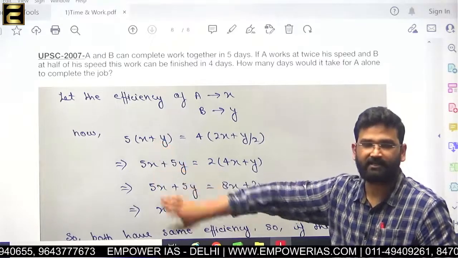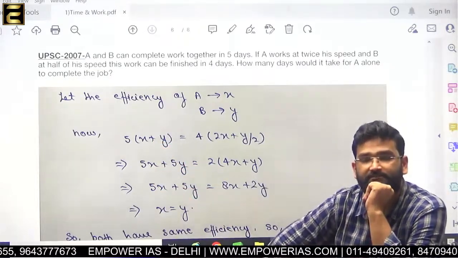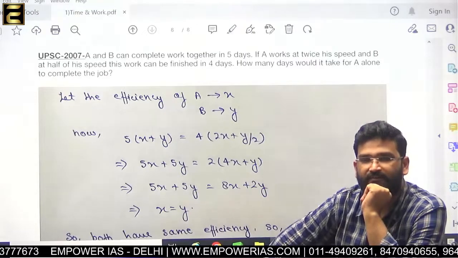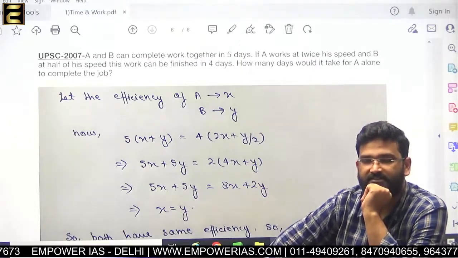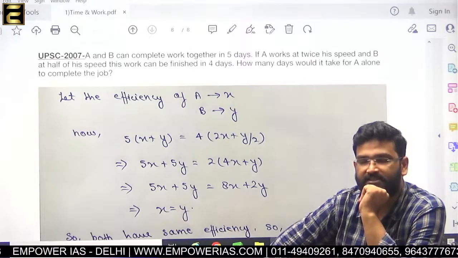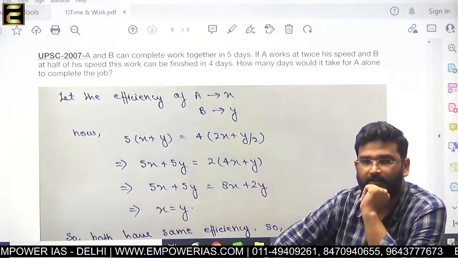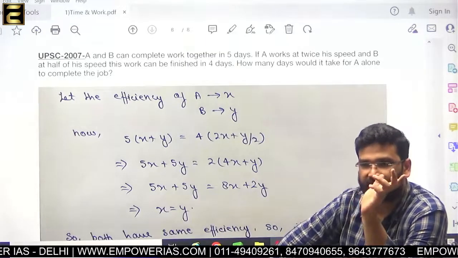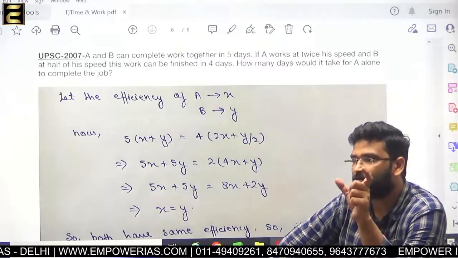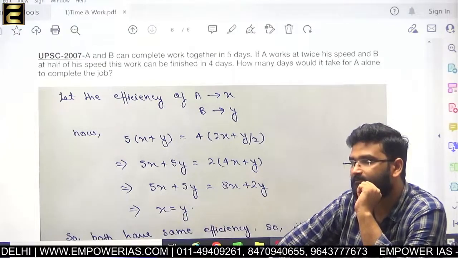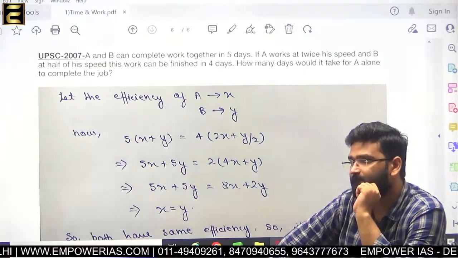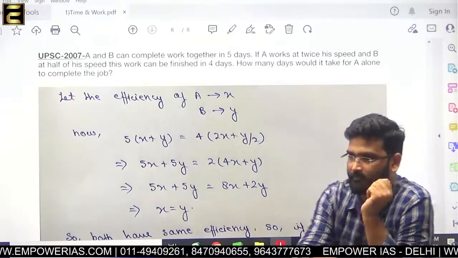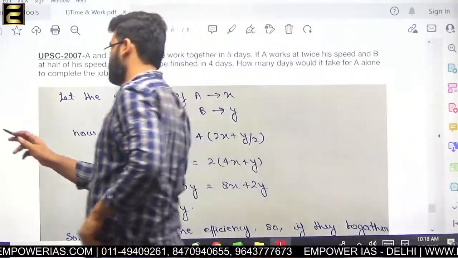Try to understand. The efficiency of A we have assumed X, and the efficiency of B we assumed Y. So this is a group. A plus B can complete the work in 5 days. It means that the total unit of work is (X plus Y) into 5. What I am saying, try to understand.